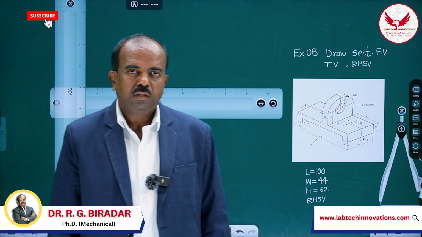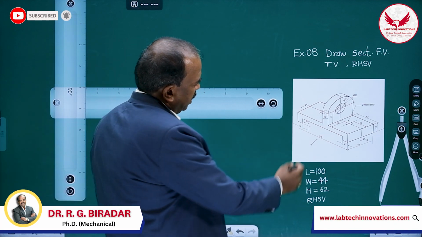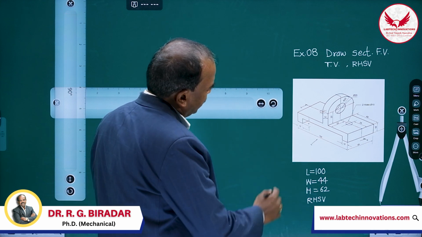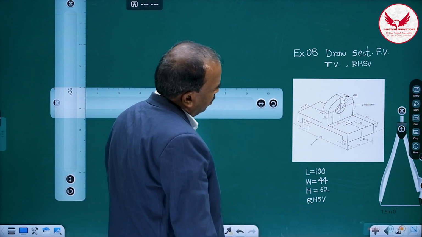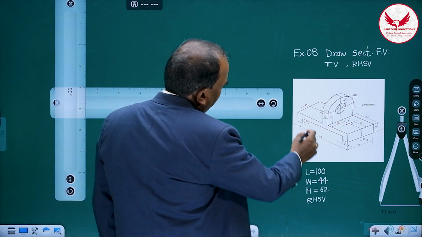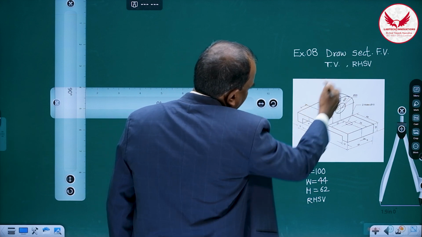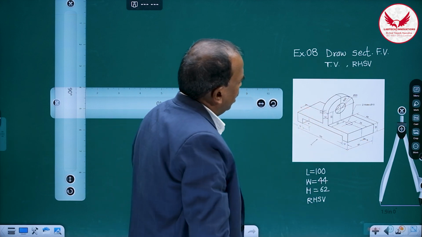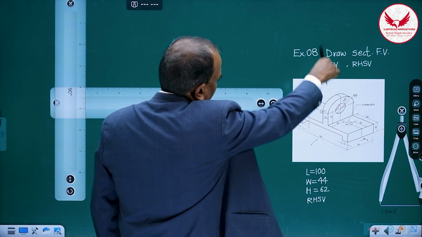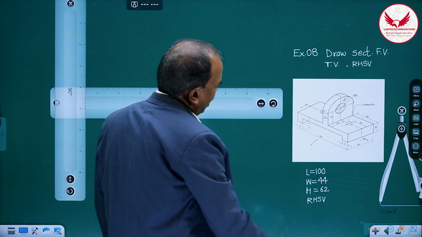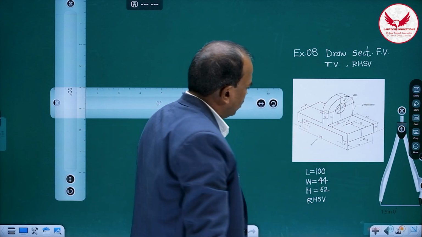Hello friends, today we'll see the orthographic views of this given picture or this object. The pictorial view of an object is given, and from that what we have to do? We have to draw the front view in the direction of X, and that too sectional, means we have to take the section along the line A and draw its front view. Then the top view from the vertical direction and the right hand side view, looking in this direction, we have to draw.